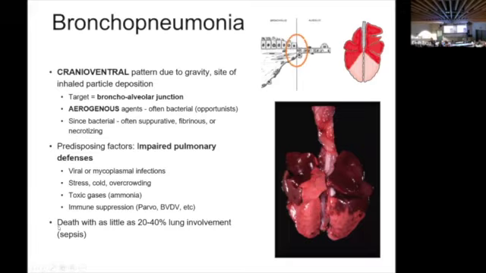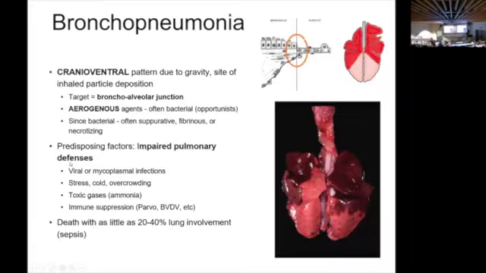Importantly, we talked about the reserve capacity of lungs, about 80%. However, with bronchopneumonia, because of sepsis and all the bacterial toxins being produced, you can get death with as little as 20 to 40% involvement of the lung, and that's just because of all the products. It's not because they can't breathe.